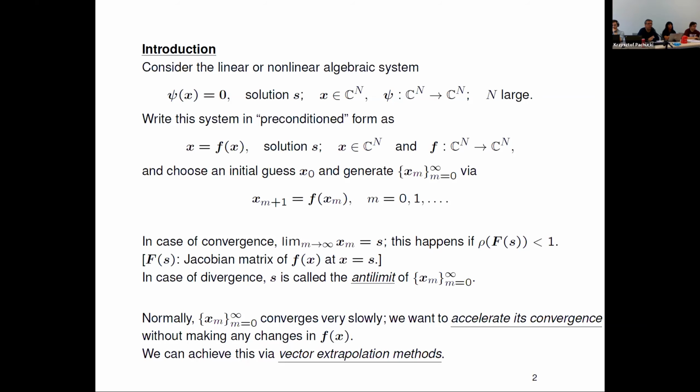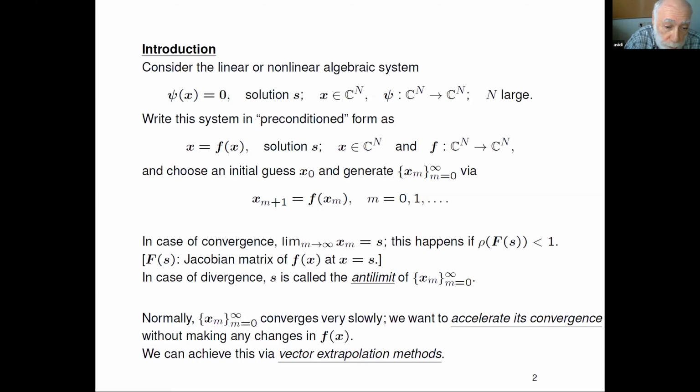Please explain what you mean by rho. Rho is a notation of linear algebra. Rho of a square matrix means the modulus of the largest eigenvalue of the matrix, which is called the spectral radius of the matrix. Thank you.